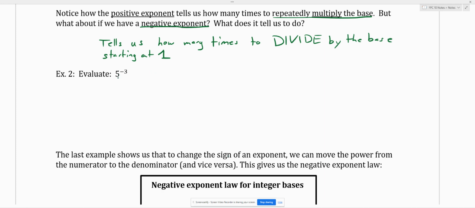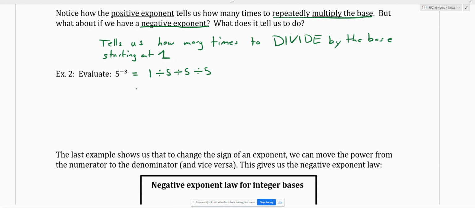So what does this actually equate to? Well, another way of thinking of it is I start with 1, and then it's telling me to repeatedly divide by 5 three times. So divide by 5, divide by 5, divide by 5. Now remember, we don't use this division symbol very much. I'm just kind of showing you in a linear fashion what that looks like.